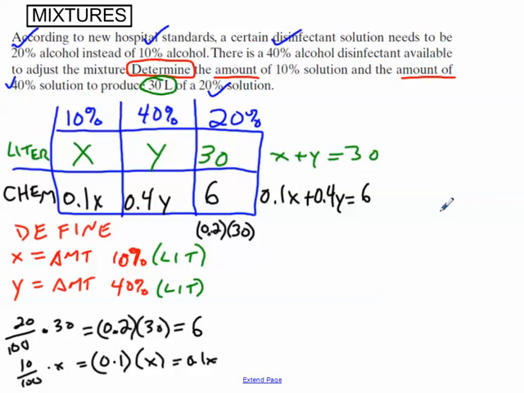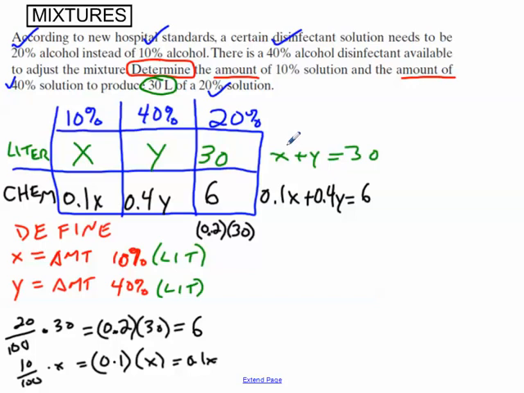Now we can look at this system of equations, x plus y equals 30 and 0.1x plus 0.4y equals 6, and ask, how do we solve that? We have three different ways. One is graphing. I would not recommend graphing, so we throw that one away. That leaves substitution or elimination, also called the addition method. The elimination and addition methods are the same method, just different wording for it. I would not recommend substitution.